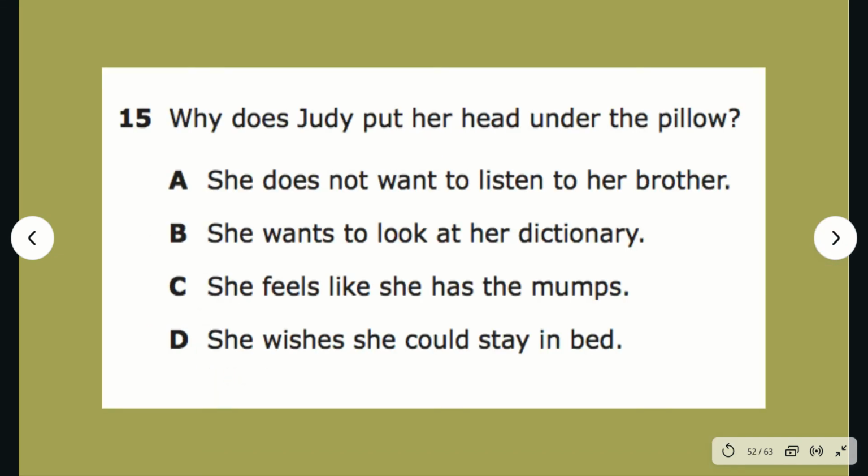Now let's move on to question 15. Why does Judy put her head under the pillow? We've done step 1. Can you tell me what step 2 is?